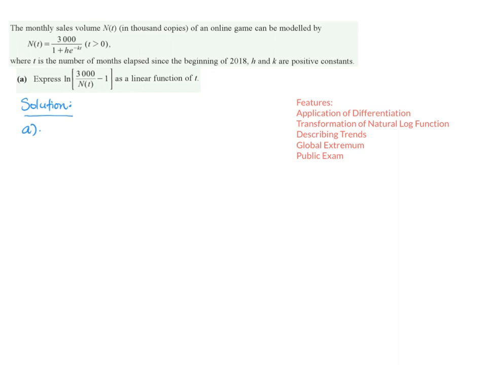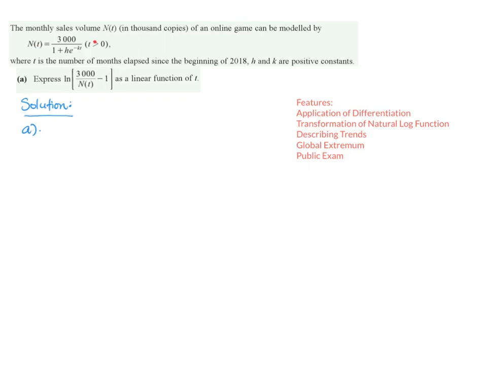This video focuses on one big convoluted question from a DSE paper. It features several things. This is an application of differentiation, and as you can see from part A, it's a transformation of a natural log function. And then later on, we're going to be doing some description on a trend, and then using some global or local extremum. The function n is the monthly sales volume in 1,000 copies of an online game.